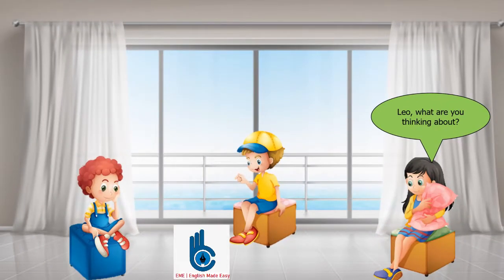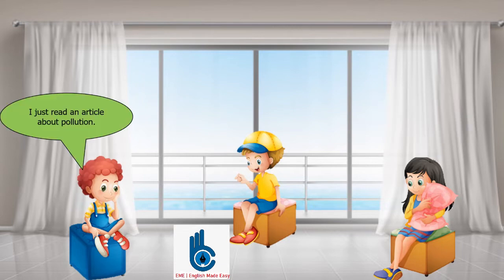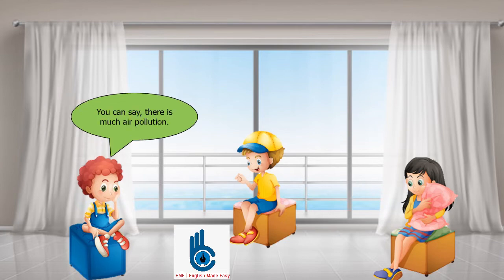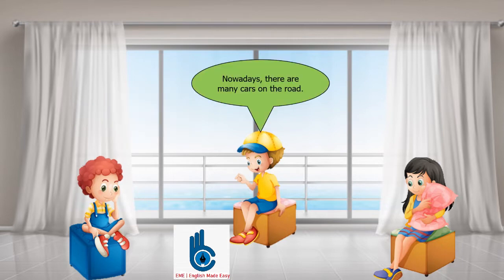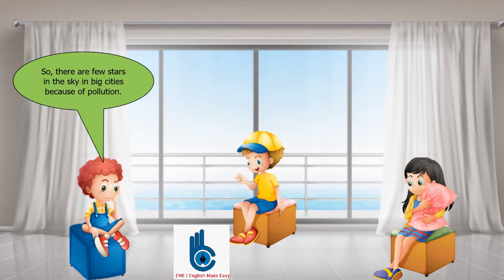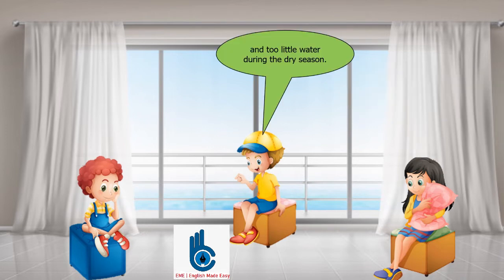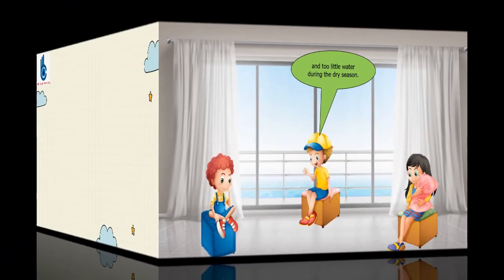Leo, what are you thinking about? I just read an article about pollution. In big cities, there is much smoke from the vehicles. You can say, there is much air pollution. Nowadays, there are many cars on the road. So, there are few stars in the sky in big cities because of pollution. In many places, there are few trees, so there is too much water during the rainy season. And too little water during the dry season.